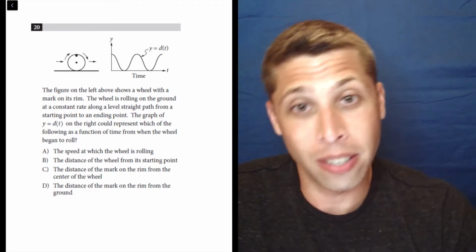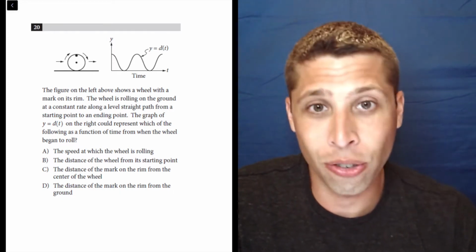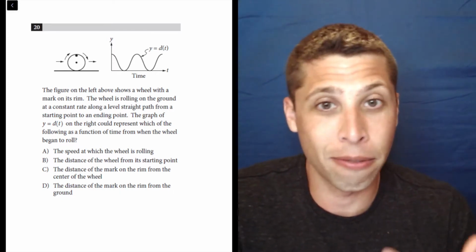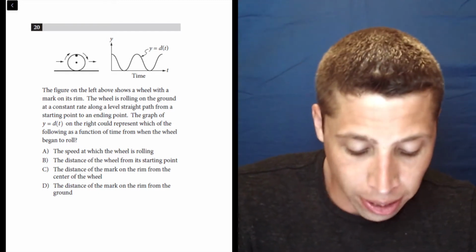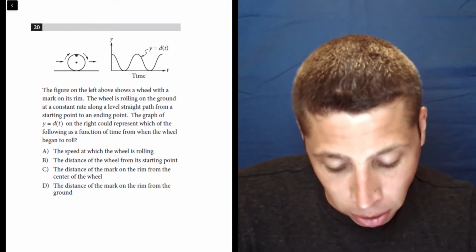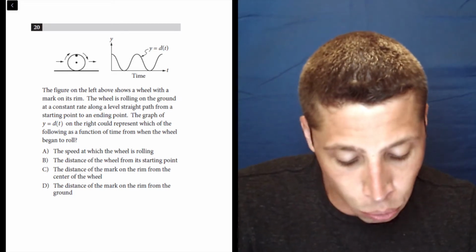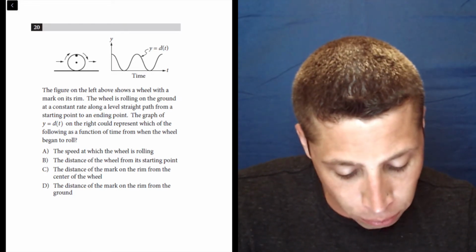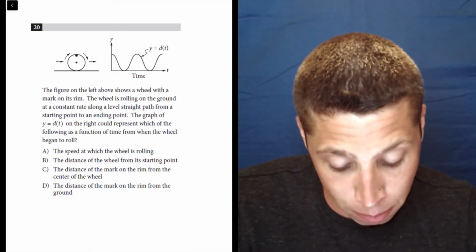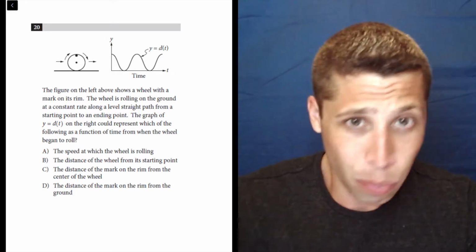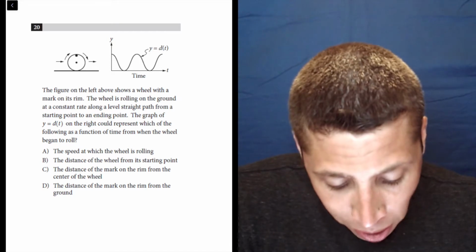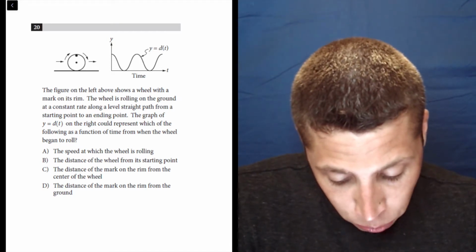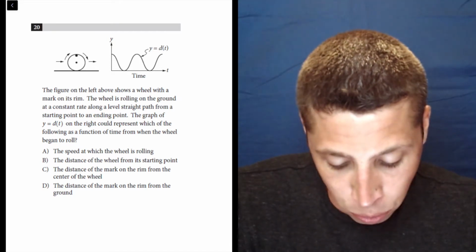It just means we need to look at the story and follow the instructions and do our best to think about it. So let's look. What do they say? The figure on the left above shows a wheel with a mark on its rim. The wheel is rolling on the ground at a constant rate along a level straight path from a starting point to an ending point. So that's a wheel turning, rolling. The graph of y equals d of t on the right could represent which of the following is a function of time from when the wheel began to roll.